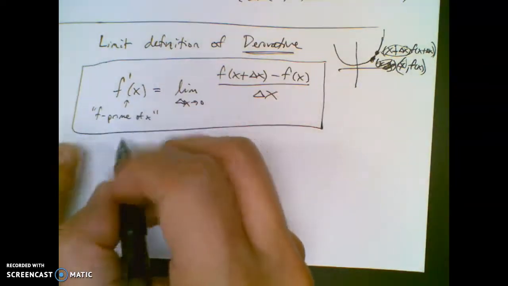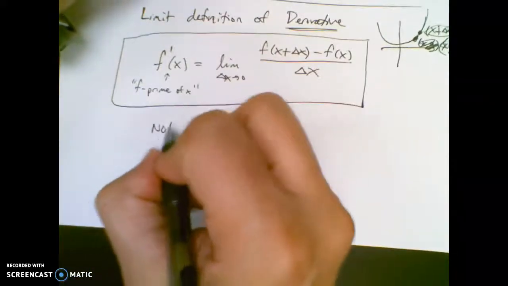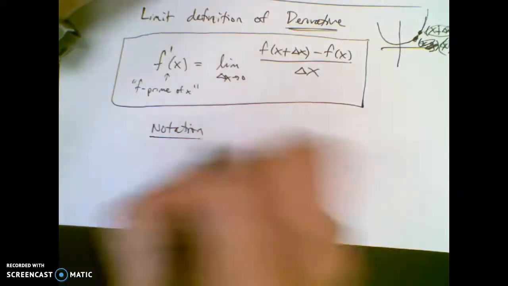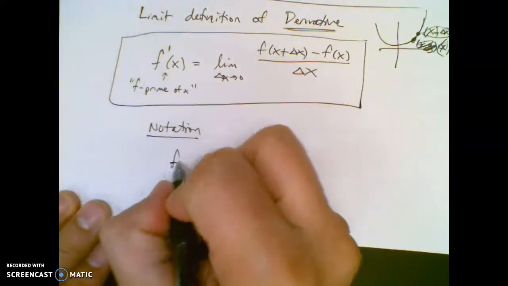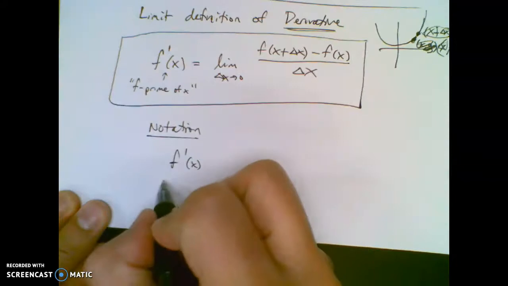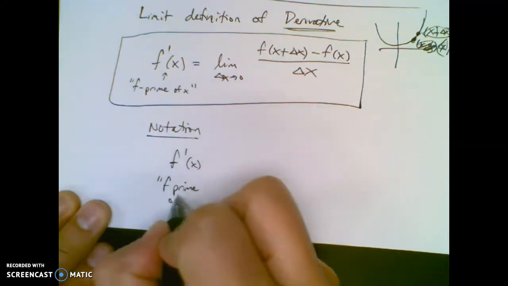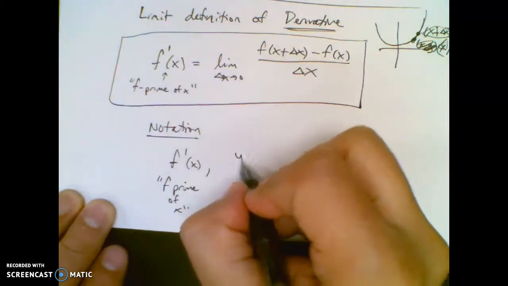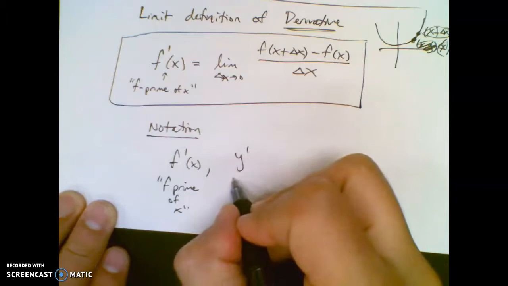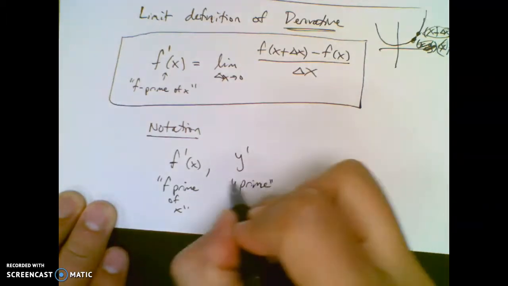Now, there's notation for this. There's a few different ways you can name these. I've already showed you y prime and f prime. So there's this for a derivative. You could call it f prime of x, right? You could do this, y prime. There's another way.